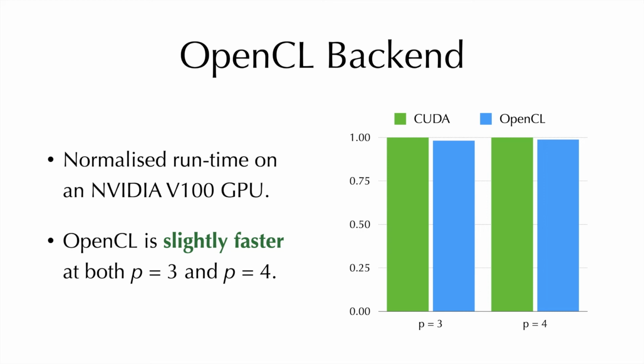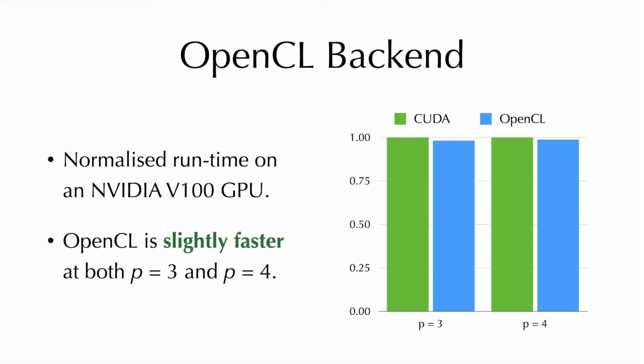So what we're looking at here is normalized runtime on an NVIDIA V100 GPU, where I've normalized it by the performance of PyFR running with the CUDA backend. And what we can see actually quite interestingly is that at both P3 and P4, the OpenCL backend is ever so slightly more efficient than the CUDA backend. So this is very good, this is very promising.